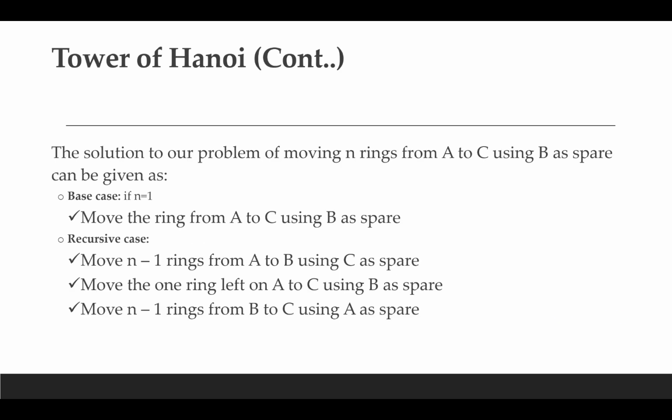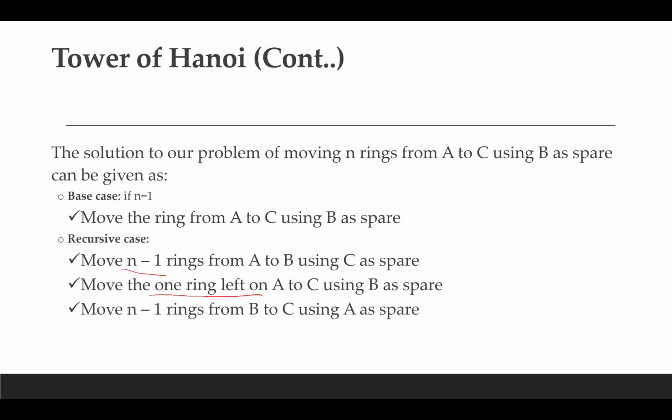Then the solution to our problem of moving n rings from A to C by using the spare B can be given as follows. In the base case, if n is equal to 1, we can move the ring from A to C using B as a spare. In the recursive case, move n minus 1 rings from A to B using C as a spare, then move the one ring left on A to C using B as a spare. Last, move n minus 1 rings from B to C using A as a spare. So these are the steps in the recursive case.